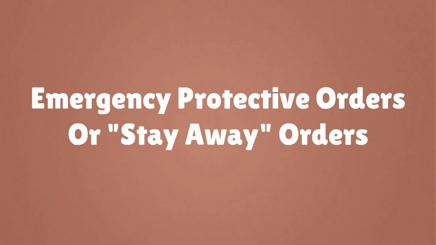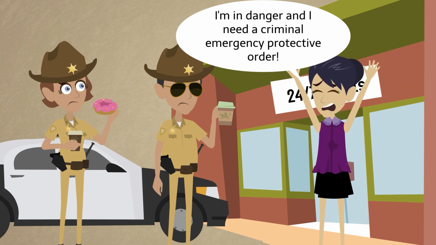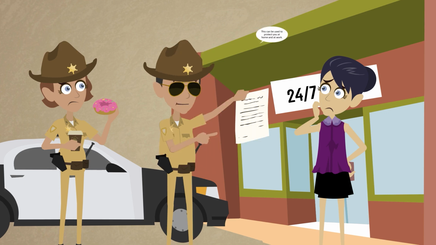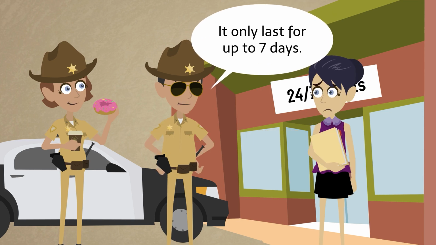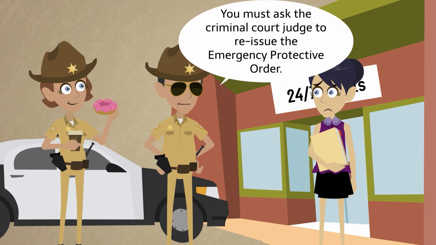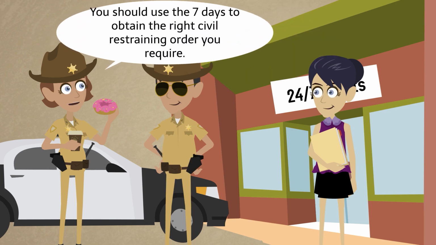Emergency protective orders, also known as stay-away orders. If you believe you are in danger, any police officer can help you obtain a criminal emergency protective order. These can be used to protect you at home or at work. They only last up to 7 days. If you want protection for longer than 7 days, you must ask the criminal court judge to reissue the emergency protective order. You should use the 7 days under the emergency protective order to obtain the right civil restraining order you require.